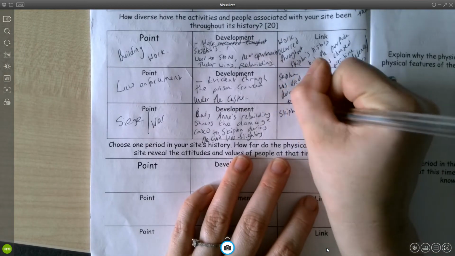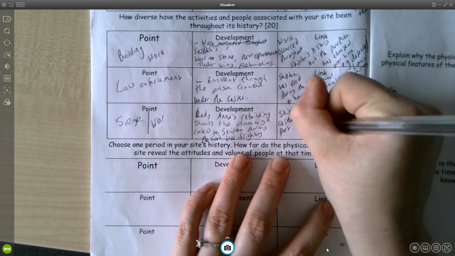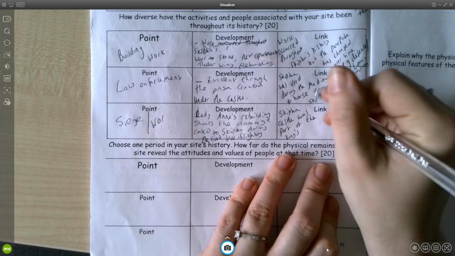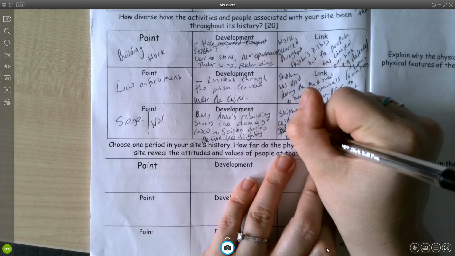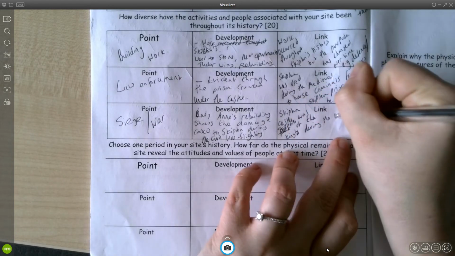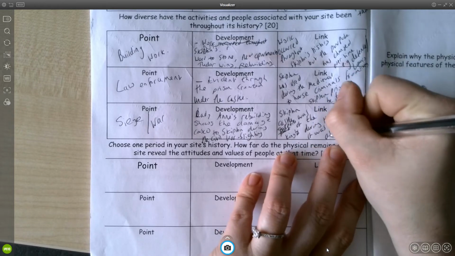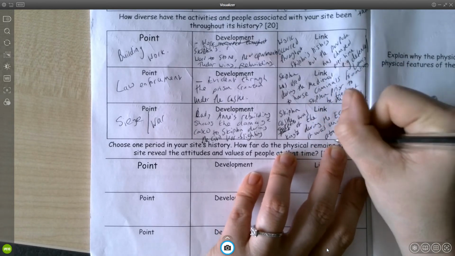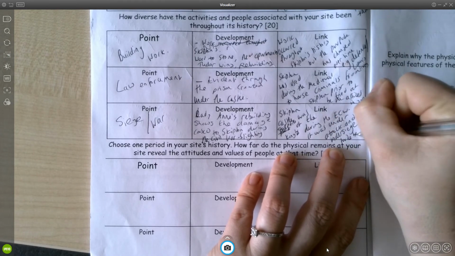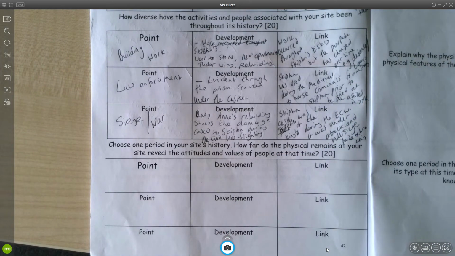So Skipton Castle was part of the King's, let's put, supporter of the King during the English Civil War. It was under attack and under siege twice before being defeated. Again, the box is a little bit too small.